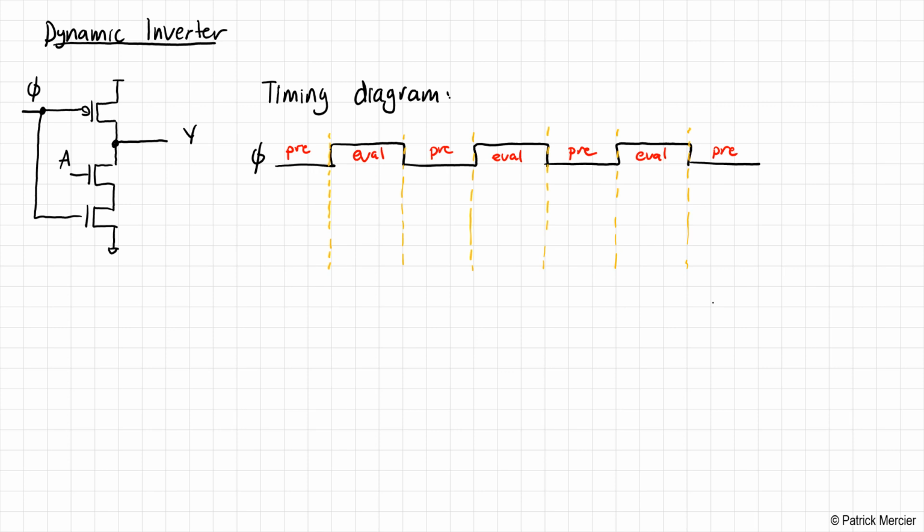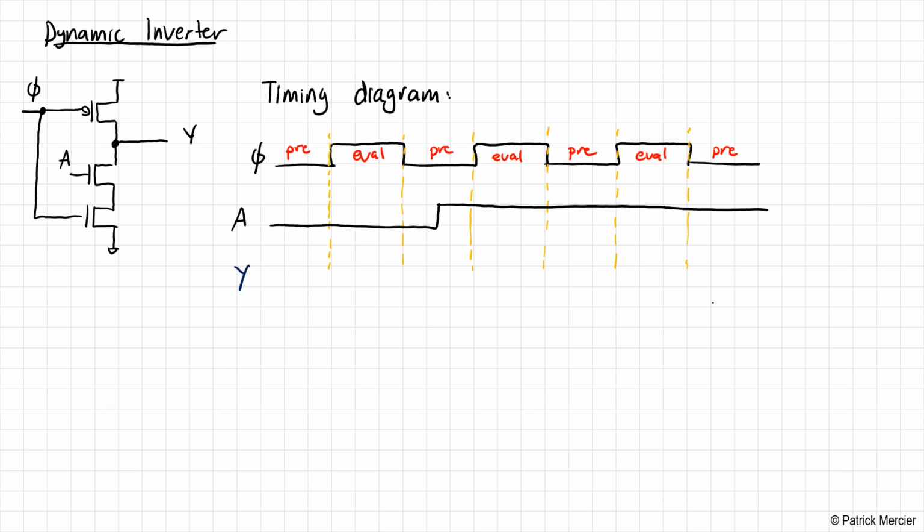Okay, now let's further say that input A looks something like this. It's 0 initially, and then it goes high somewhere over here, and then it stays high for the rest of the cycle. Okay, so what does output Y look like?